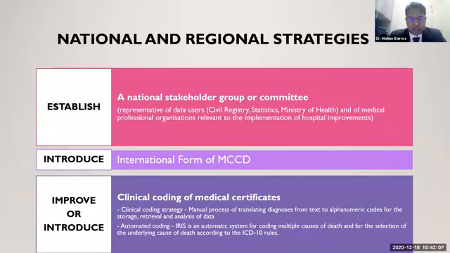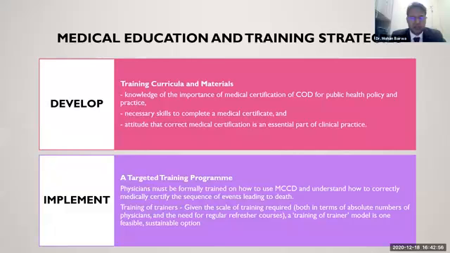And the third part at the national level is the improvement or introduction of clinical coding of the medical certificate. So basically a medical coding strategy, clinical coding strategies, to be developed and in place. This process we can call the manual process of translating diagnoses from text or forms to alphanumeric codes for the storage, retrieval and analysis of data, and that analyzed data is used for policy and planning. And one innovation now is automated coding. Iris is an automatic platform available for multiple causes of death, and it is used successfully in some countries, but in our country it is not implemented till now. But this is one of the strategies that can help for further improvement.